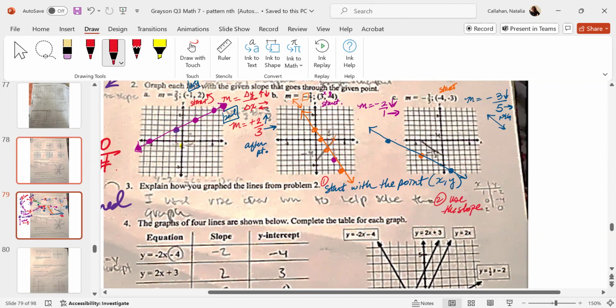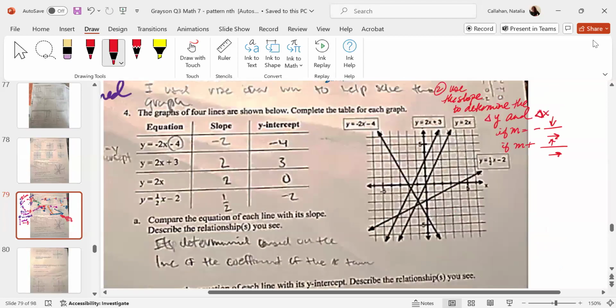This fraction is called a slope. Slope is steepness. Determine the change in Y and change in X. Does that make sense? If the slope is negative, then that means you go down to the right. If the slope is positive, you go up to the right. Does that make sense? Yeah. You write that down.